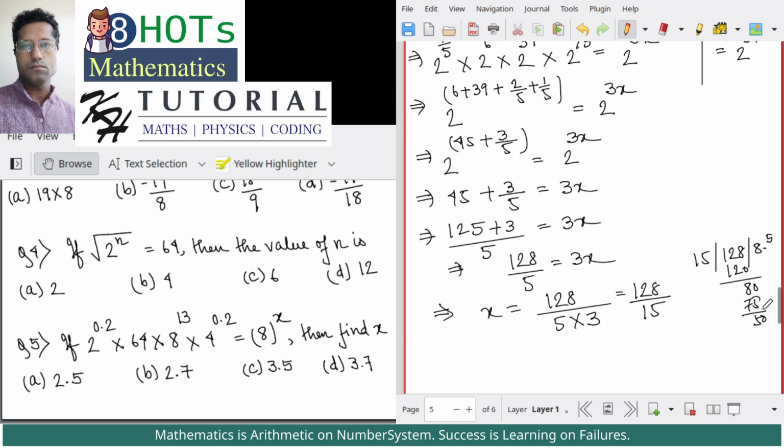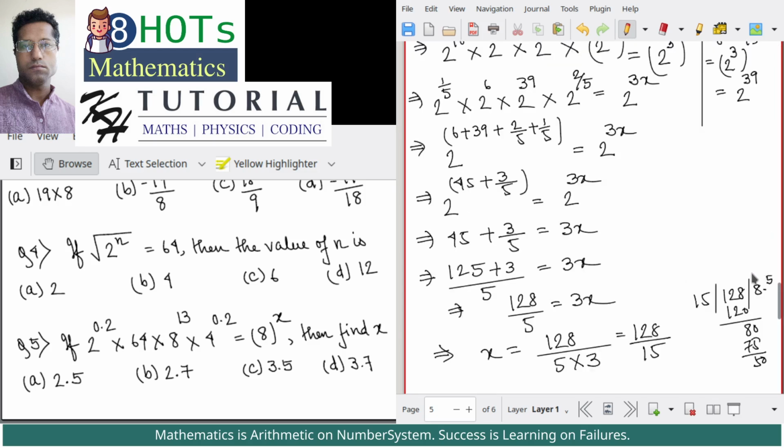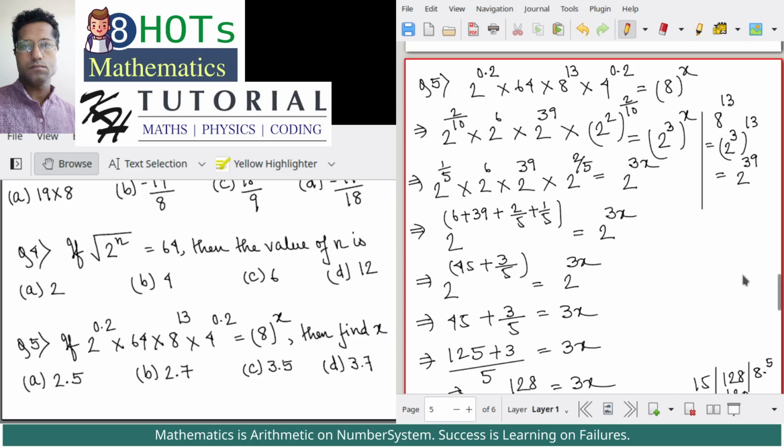$575.50. No. I might have done something wrong. Let me see the calculation again. So 2 to the power 0.2. So 0.2 is 2 by 10. 64 is 2 to the power 6. 8 to the power 13. 8 is 2 cube. And so 3 multiplied by 13 is 39. So 2 to the power 39 multiplied by 4 is 2 square. And 2 by 10 is equal to 2 cube whole raised to the power x.